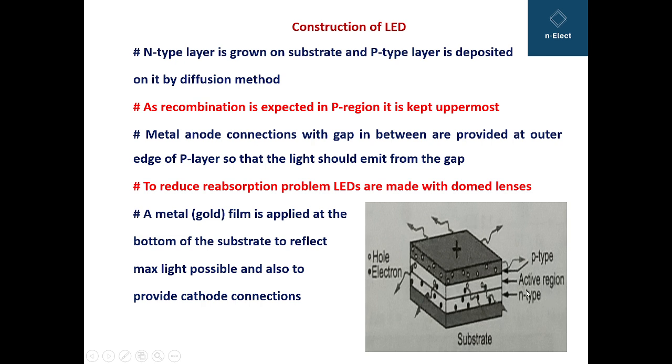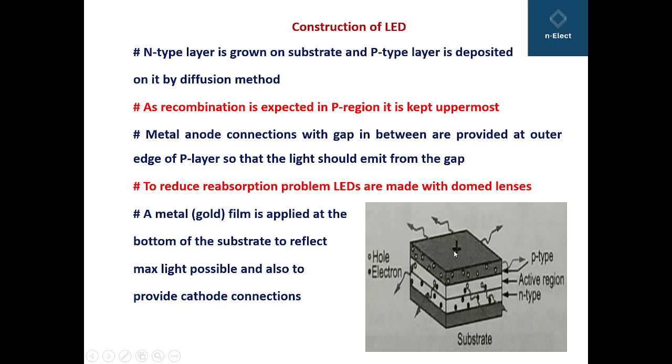You can see the diagram where the construction of the LED is explained. Here the N-type layer is grown on a substrate which is at the base, and the P-type layer is deposited on the N-type layer by diffusion method. As recombination is expected to happen in the P-type region, it is kept uppermost.